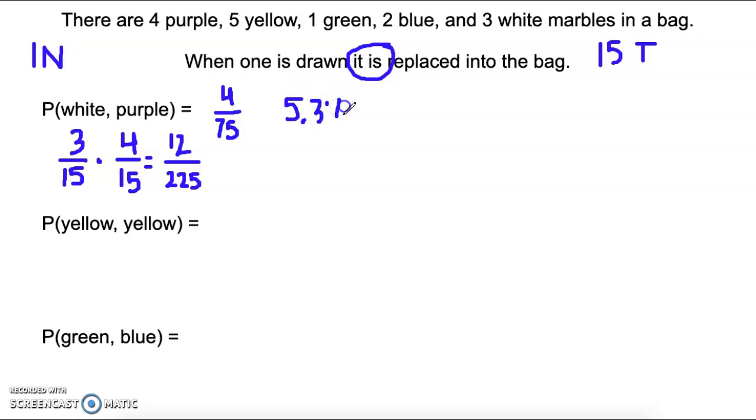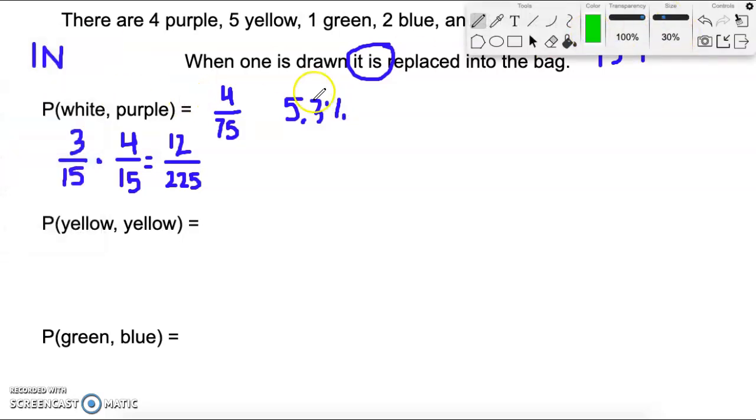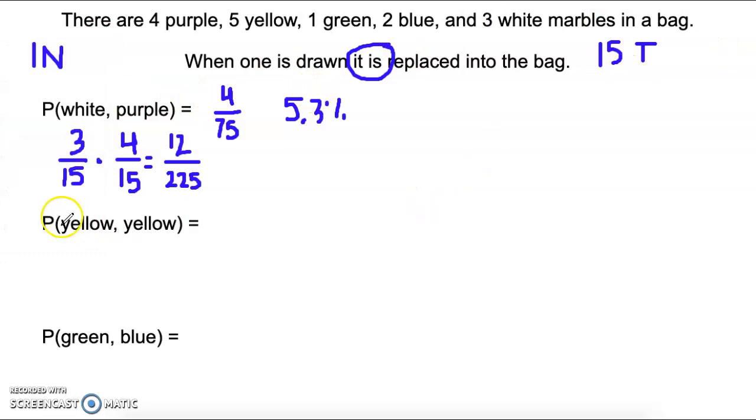All right, let's look at a second one. I'm going to switch a color so that the work is separate, but we're finding the probability of drawing a yellow marble and then drawing another yellow marble. This is still an independent event because we are going to draw a marble, look at it, and then put it back in the bag. So yellow has 5 marbles in the bag out of 15 total.